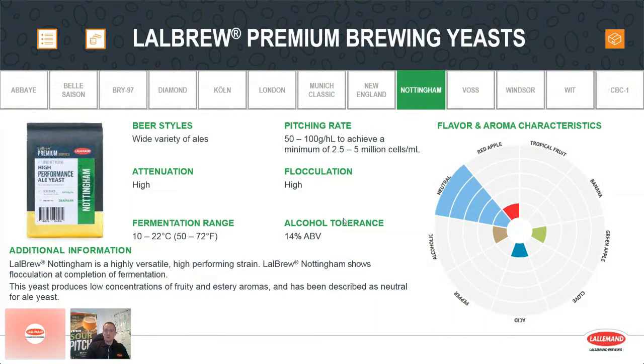With Nottingham, it's very clean in terms of flavor and aroma, very neutral. So we see on the flavor wheel there, the defining character is very neutral. So it produces very low concentrations of fruity flavors and esters, etc. So you're going to get something that is going to allow that kind of bitterness and indeed the hop aroma to come through. So a great choice for the classic IPA.